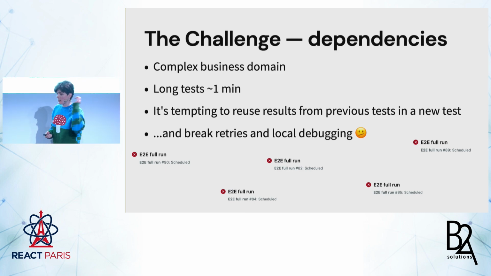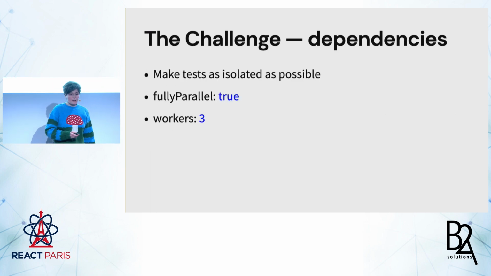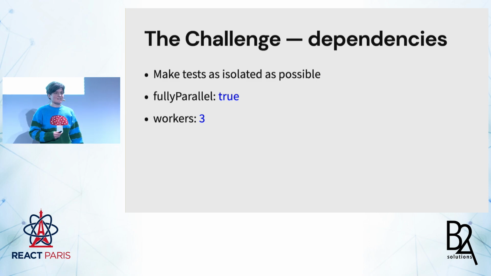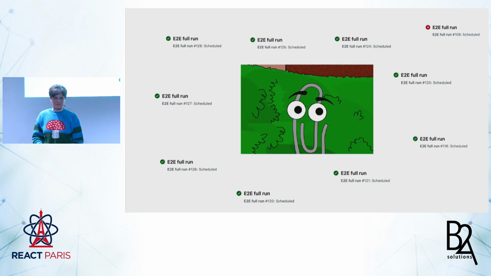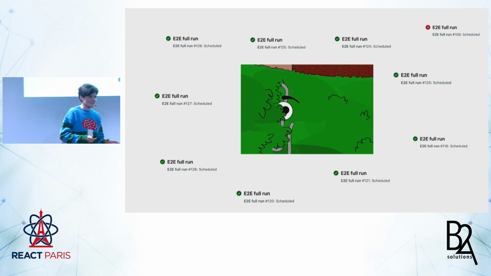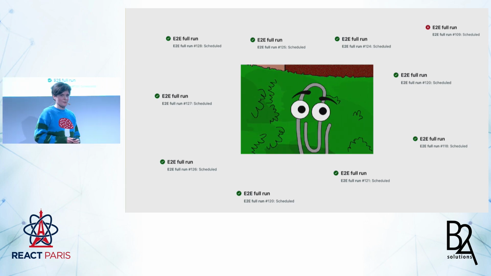Once again, we checked the best practices, and one of them says, make tests as isolated as possible. Easy to say. We had to enforce it with full parallel mode, and we also increased the number of workers to 3 so that they actually run in parallel. That revealed a few issues that we fixed, and now, finally, we've agreed. The tests started catching real bugs.